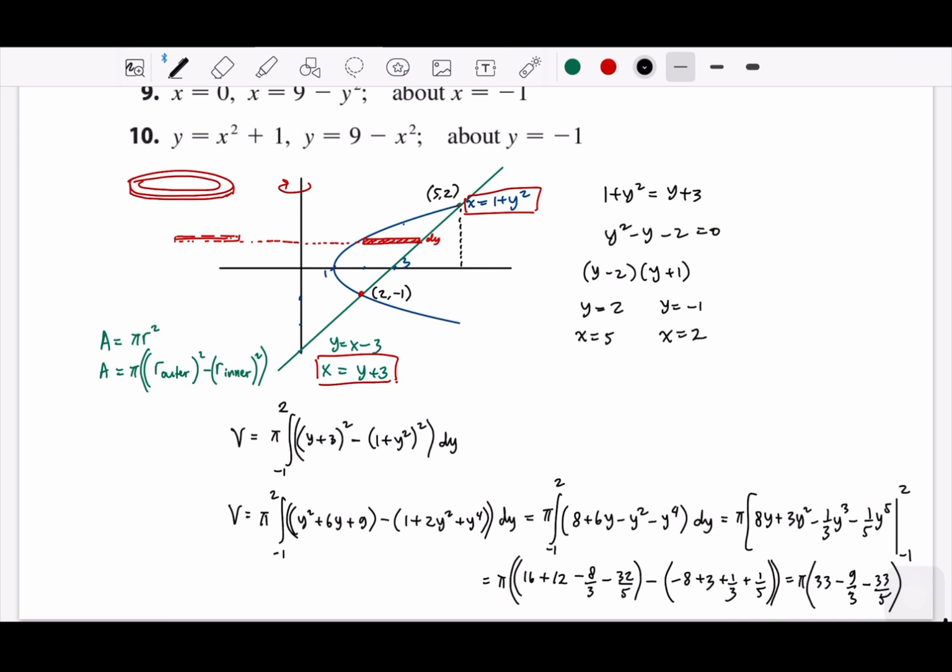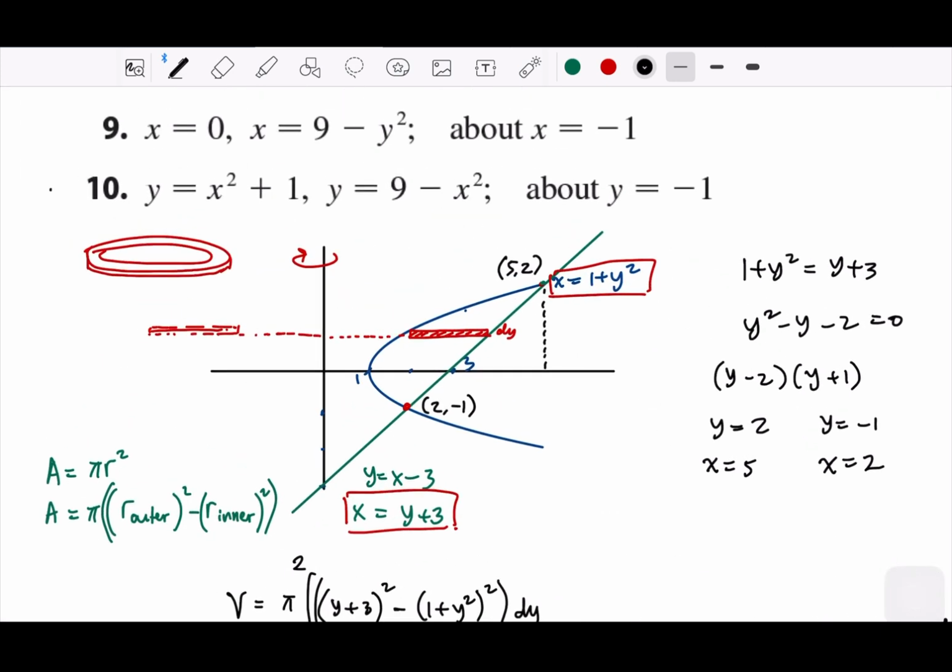Okay, maybe try number 10. Try number 10. And then I will move to the next sections. Or perhaps we'll have a break after this number 10.